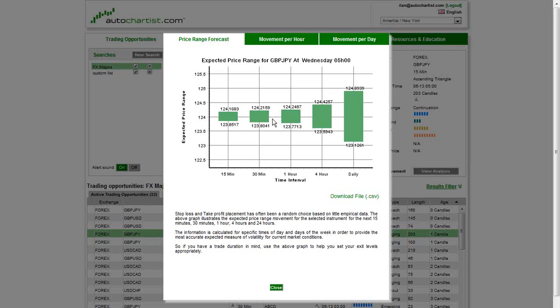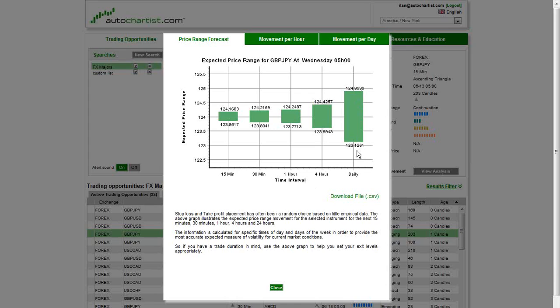So the Power Stats product gives us quite interesting information. If you're trading pound yen, whether you're using Autochartist or any other tool, and you want to set some take profit and stop loss levels, Autochartist provides an indication of where it thinks the price is going to be within the next 15 minutes, 30 minutes, hour, 4 hours, and 24 hours. So if you think, look, I'm going to be holding this position for the next half a day or so, or a day, then you can set your stop losses and take profits within that range of 123.12 and 124.09.